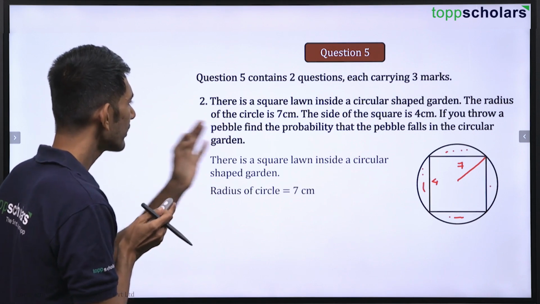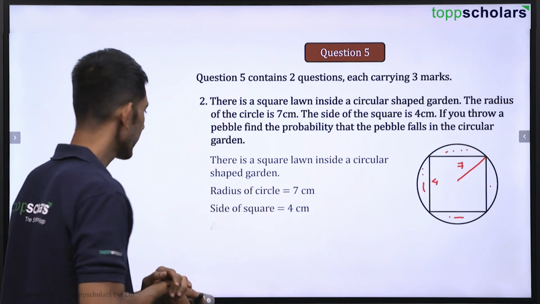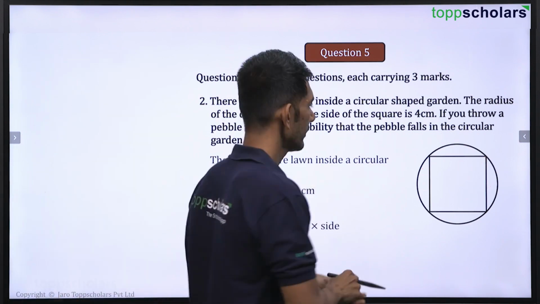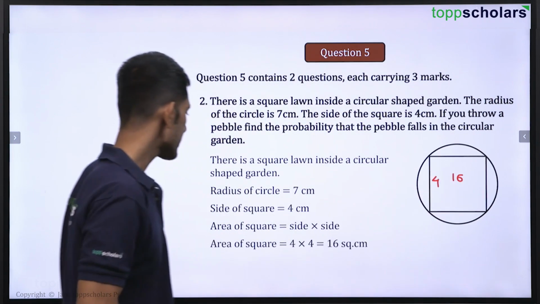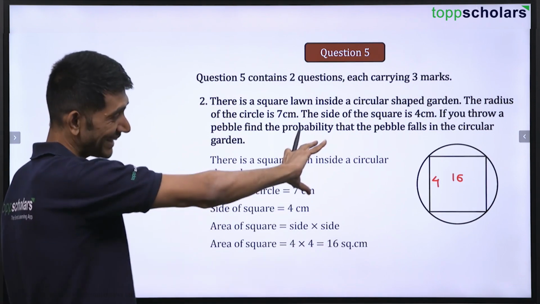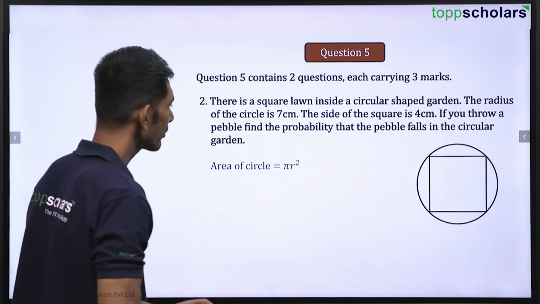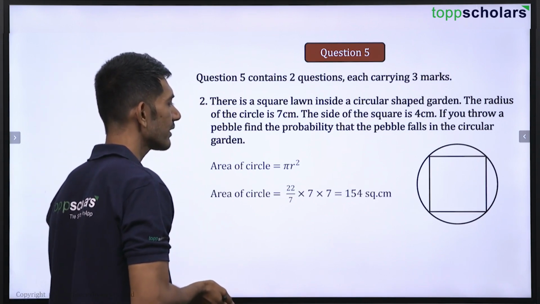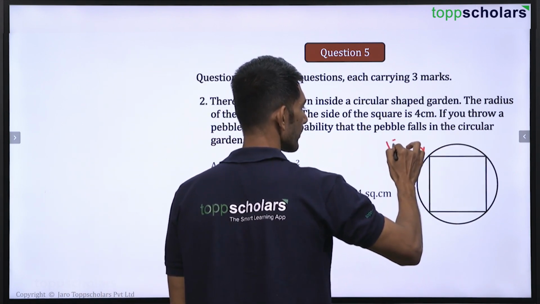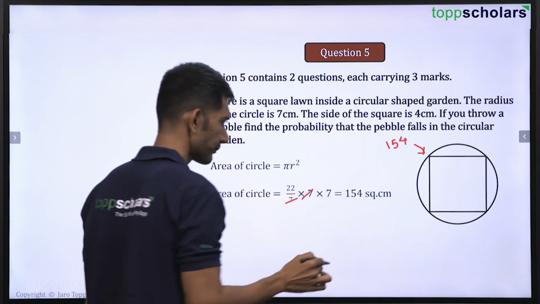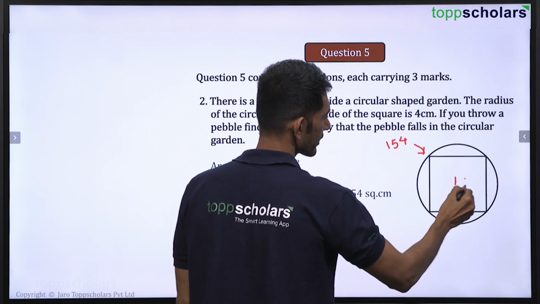So firstly, the radius of the circle is 7 centimeter. The side of the square is 4 centimeter. What will be the area of the square? The area of a square is side squared. So this will be 16 square centimeter, the inner part. Now the area of the entire circle is given by pi r squared. That is 22 by 7 into 7 into 7. That is 154. This area is 4 into 4, 16.